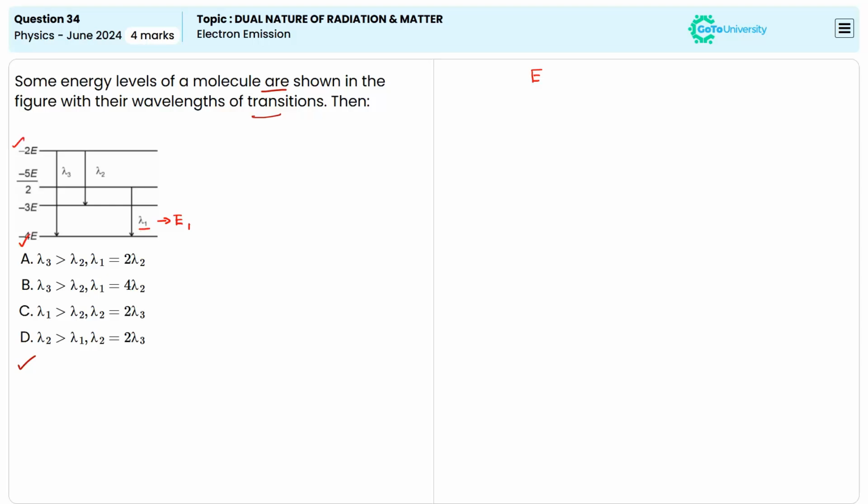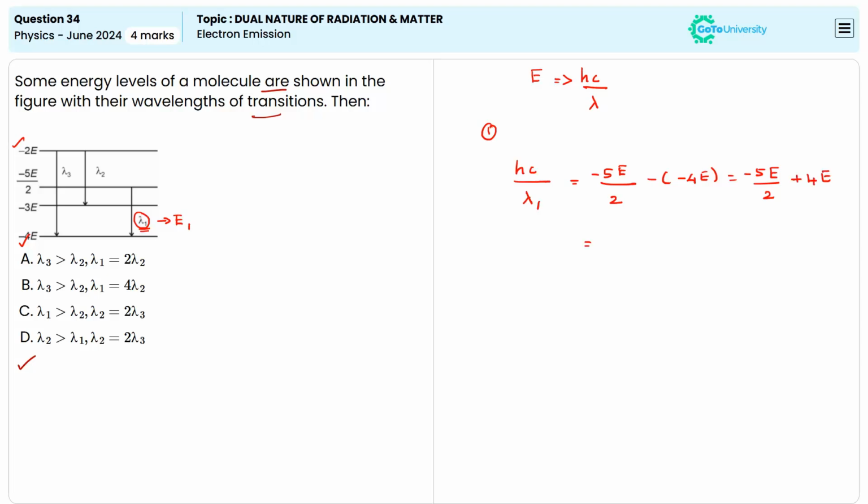So here we can write that the first photon, which has a wavelength of lambda 1, will have an energy E1. And it's known that the energy can be calculated using the formula hc over lambda. So for the first one, we can write hc divided by lambda 1 is equal to minus 5E divided by 2 minus of minus 4E. So it will be equal to minus 5E divided by 2 plus 4E.